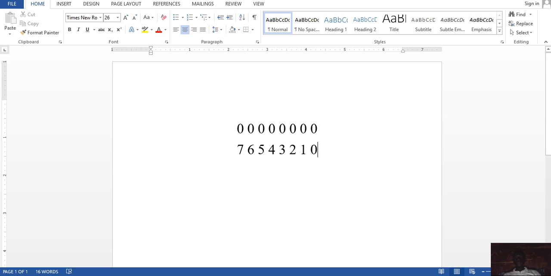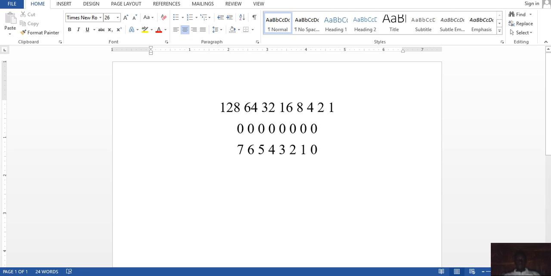So 2 to the power of 0 equals 1, 2 to the power of 1 equals 2, 2 to the power of 2 equals 4, 2 to the power of 3 equals 8, 2 to the power of 4 equals 16, 2 to the power of 5 equals 32, 2 to the power of 6 is 64, and 2 to the power of 7 is 128. So the bit values are 128, 64, 32, 16, 8, 4, 2, and 1. These are your bit values.